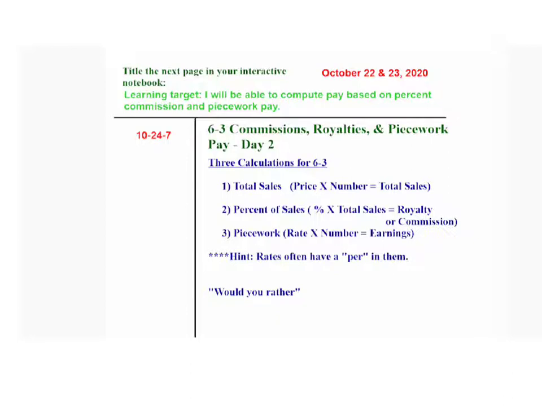Title today's notes, 6-3 Commissions, Royalties, and Piecework, Day 2. Our learning target is the same as it was earlier in the week. I will be able to compute pay based on percent commission and piecework pay. And I've added a calculation to the calculations you need to know. If you recall, on our last page, we had royalties, commissions, and these two calculations here and here. Piecework pay is the third calculation, which is the rate times the number. For instance, in our example, she made $35 per jacket. Here's a hint: rates often have a per in them.